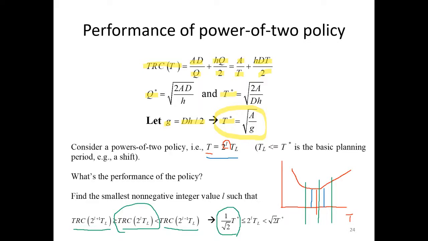So in this case, the ordering cycle for that specific item is going to be 2 to the power L times TL. What we are looking for here is actually the value of L, which will define the ordering cycle for that item.